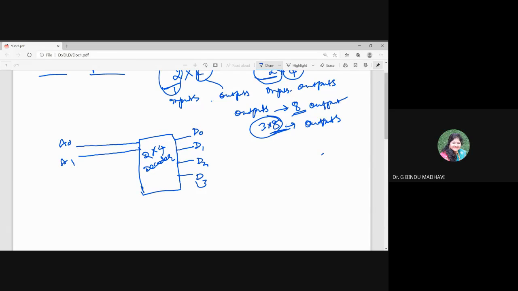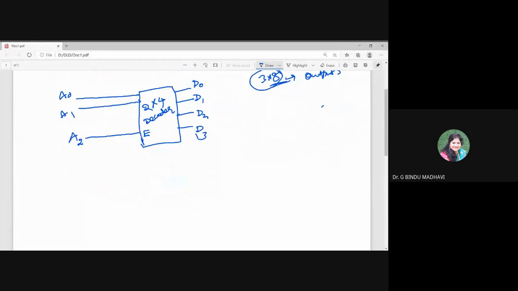Then how does the circuit work? Enable. Yes, by enable, enable one. So I am writing here enable as the third input. I am considering that third input as A2. A2 will work as enable. Now, this is a simple thing. We are having 2 inputs and 4 outputs, and one enable. That enable is represented here as A2.